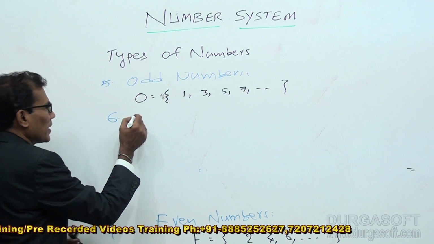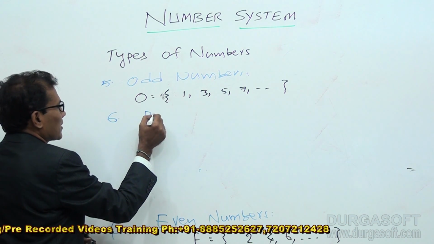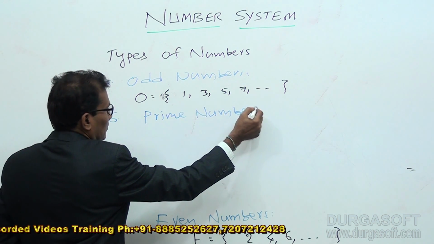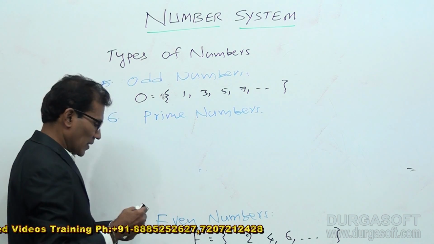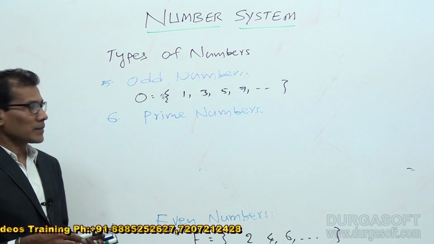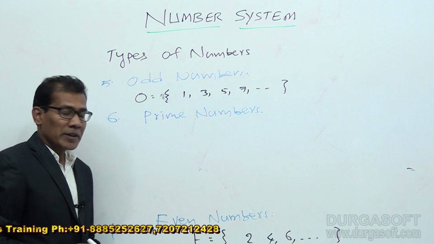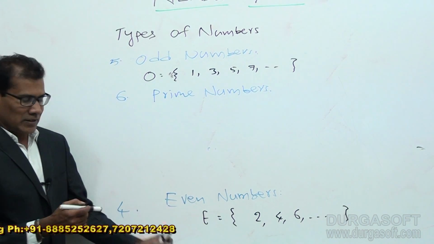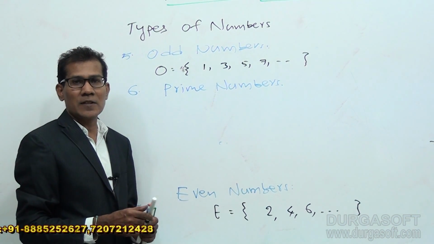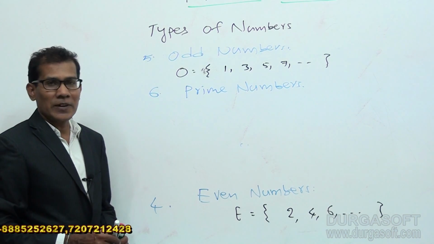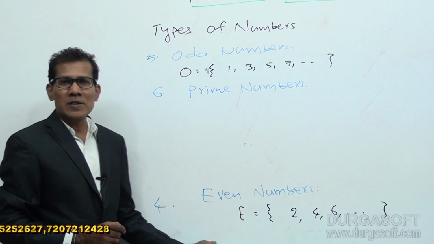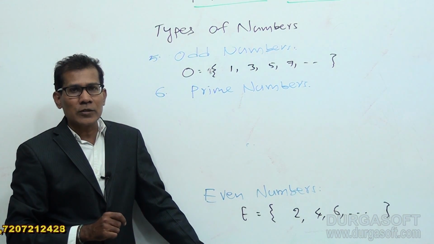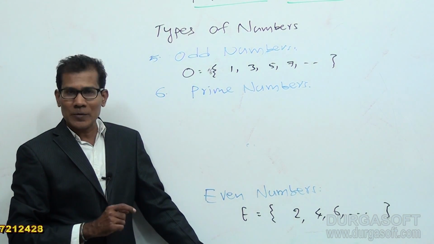And this is very, very important: prime numbers. What are prime numbers? This is very important. Many of us don't know exactly what a prime number is. The prime number here we define in a different way, which gives an exact solution for a prime number system. The prime numbers are nothing but the numbers which have exactly two different factors.